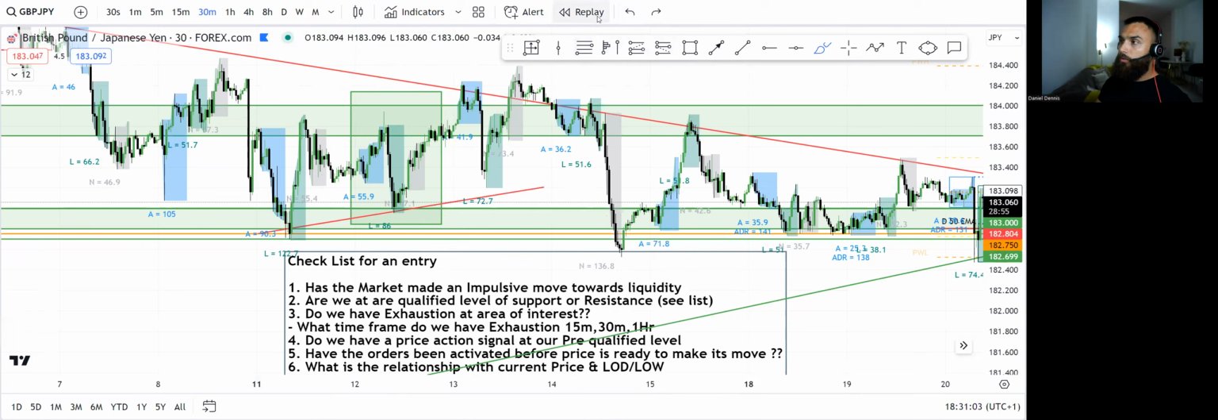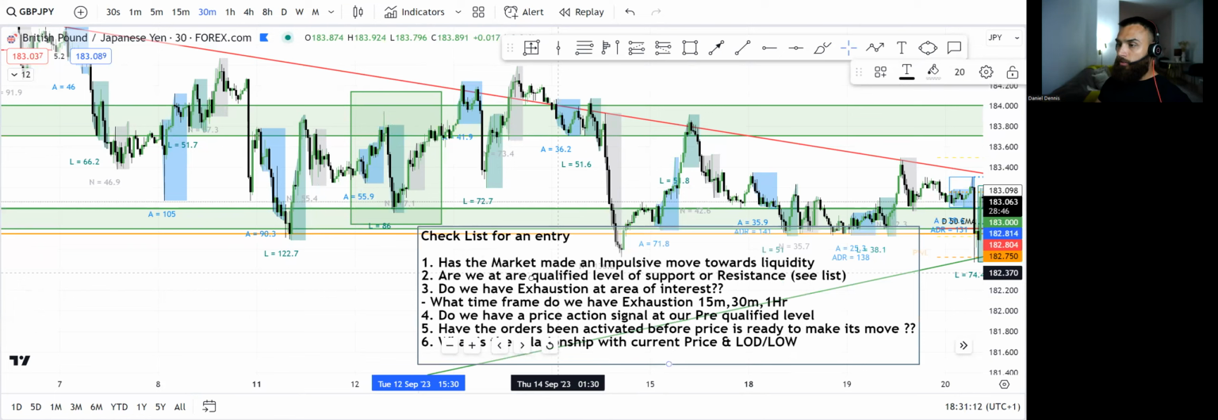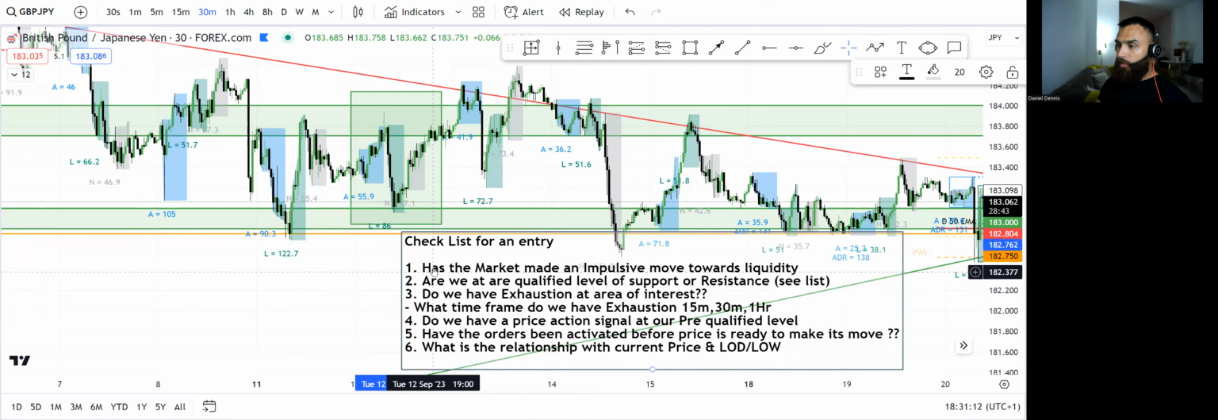Okay, right, let's get into it. It's very important that you are looking to see what's happening here. Sorry, the list has gone out the window. I've just started blabbing. Let's just go through this list quickly. Has the market made an impulsive move towards liquidity? Yes. Liquidity was there, got taken out.